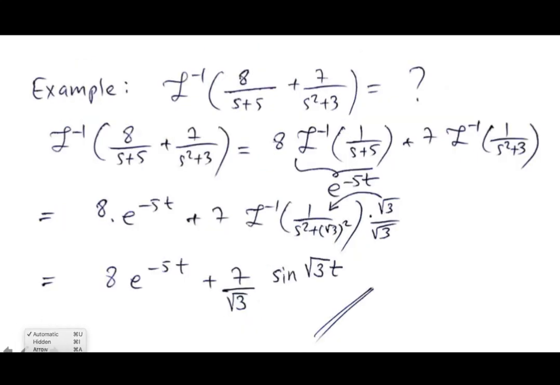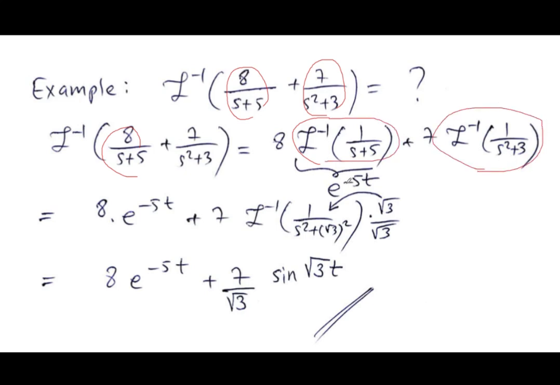Here's another example where we have two expressions in terms of s and s squared. Well, remember, just like the Laplace transform, the inverse Laplace transform method is also linear. So we can separate and apply the inverse Laplace transform to individual expressions. And you can see for the inverse Laplace transform of 1 over s plus 5, that is exponential minus 5t. And similarly for the other guy, we can write this as the inverse Laplace transform of 1 over s squared plus square root of 3 squared.